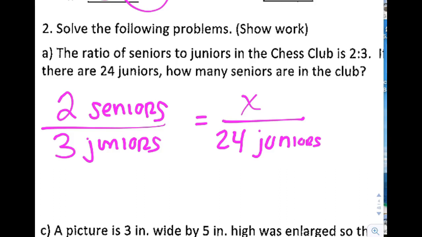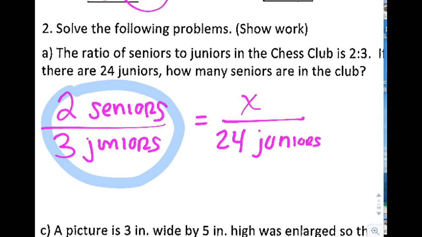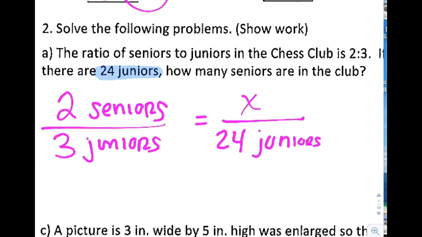Okay, and number 2 is similar to what we did in class. The ratio of seniors to juniors is 2 to 3. So I wrote 2 seniors to 3 juniors equals, and on the other side it told us there was 24 juniors. So if juniors was in the bottom, then juniors is in the bottom. So x goes in the numerator. You will do the cross product and solve on your own.